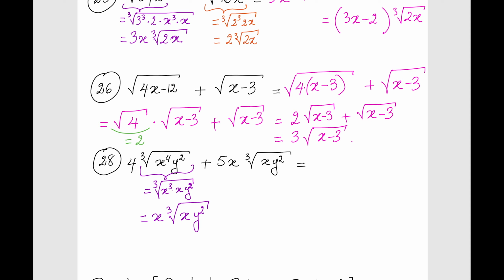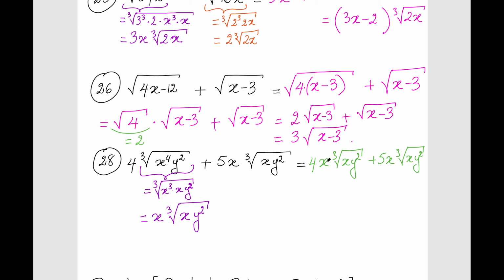Okay, so let's copy it. So this becomes 4 times x times the cube root of x y squared. I'm talking about the purple thing. So the 4 existed already. 4 times that is the same as 4 times this purple thing. Plus 5x times the cube root of x y squared. Okay, fix the square.